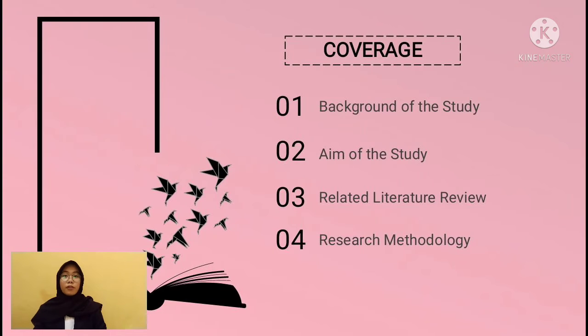And for the coverage in our research, the first is the background of study, aim of study, related literature review, and the research methodology. Okay, let's start with the first speaker. For the first speaker, time is yours.